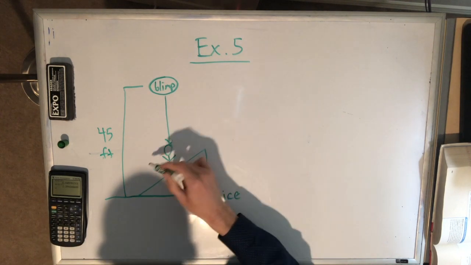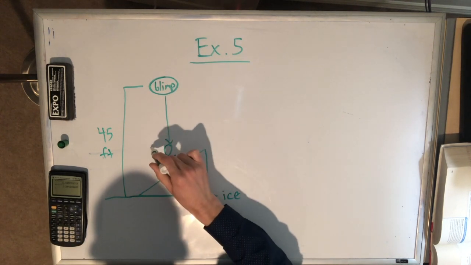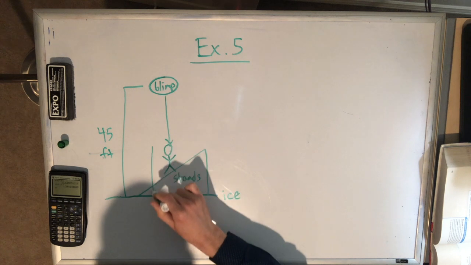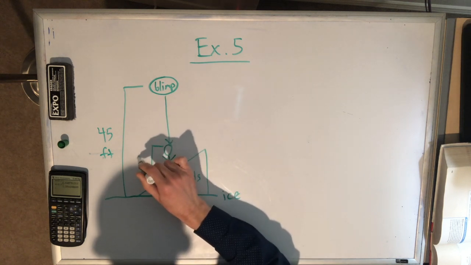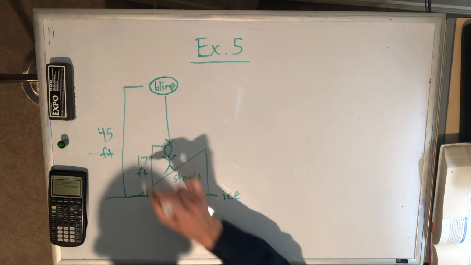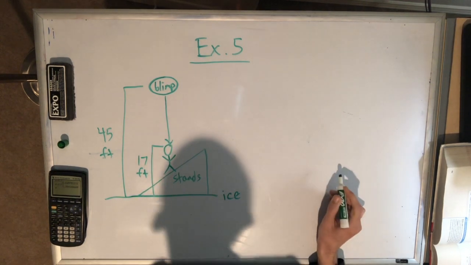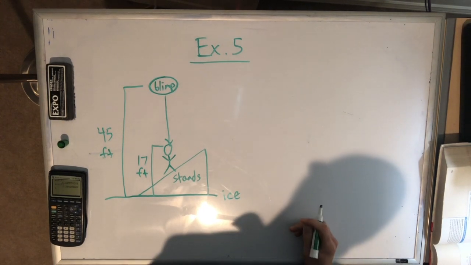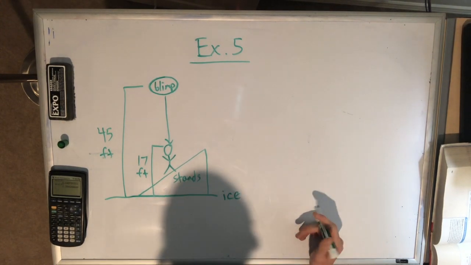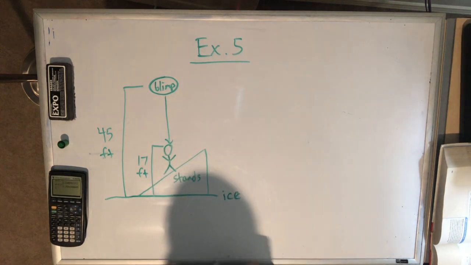And the person who catches the table tennis ball, the ping pong ball, is 17 feet above the ice. Let's figure out how much time the ball is in the air, going from the blimp to the person who catches it.